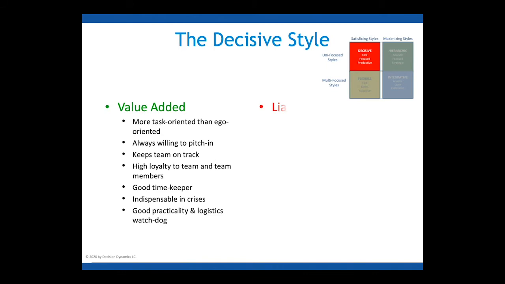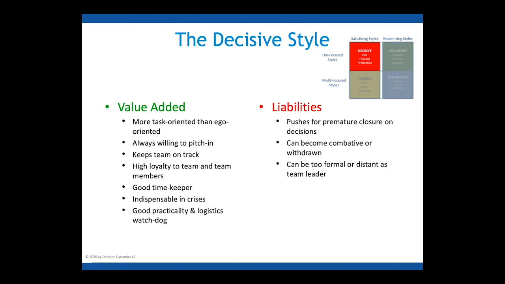Like any style, the decisive style has potential liabilities, potential weaker points. Number one is that the decisive thinker is likely to prematurely close down the decision-making process. That's an issue, particularly if the decision is a complicated, multifaceted kind of thing. If others object, then the decisive thinker can become withdrawn or perhaps combative and pushing back hard. The decisive thinker can also be a bit too formal at times and distant, especially if that thinker is the team leader.